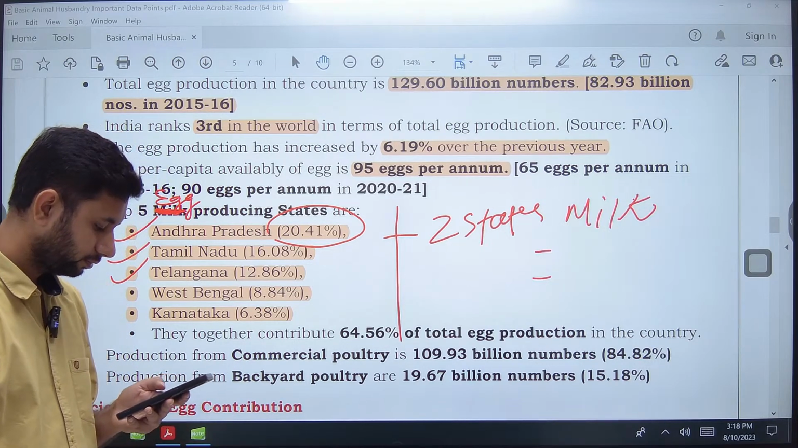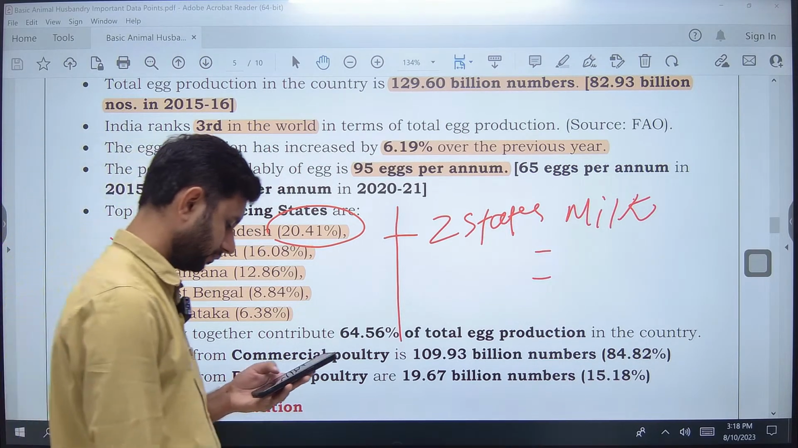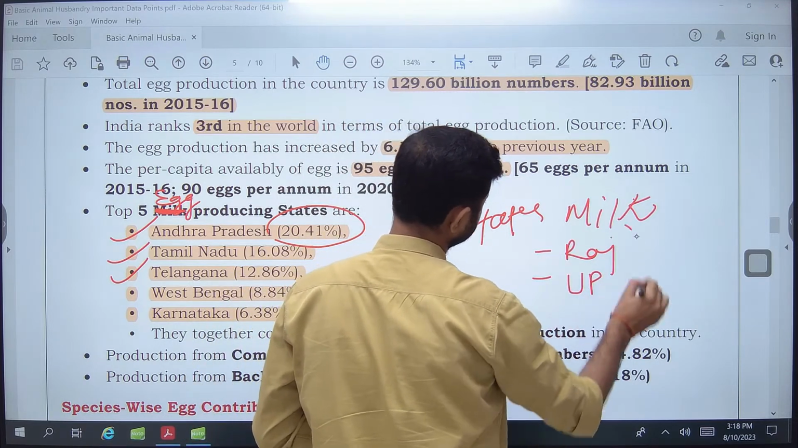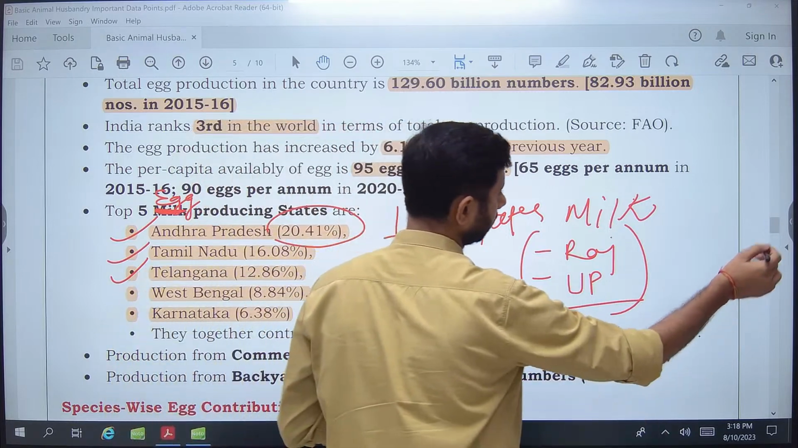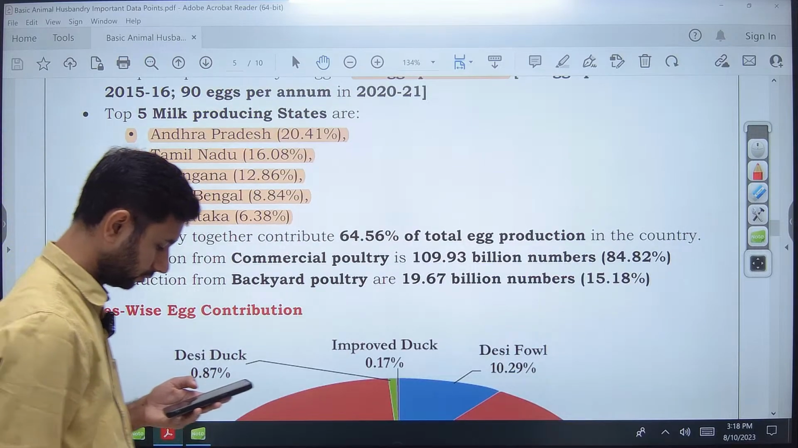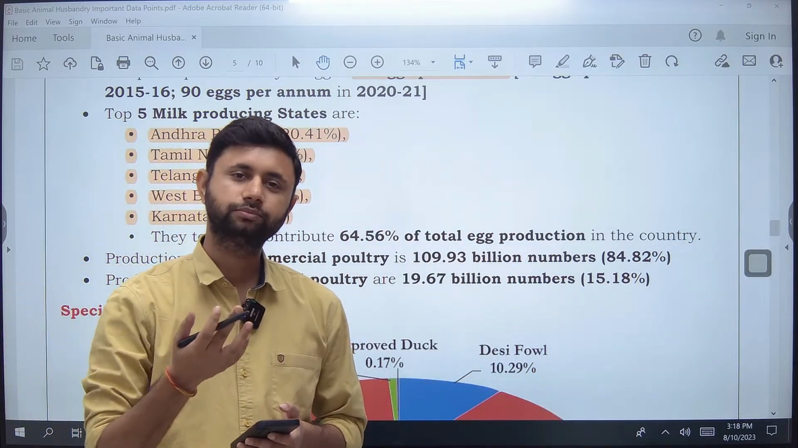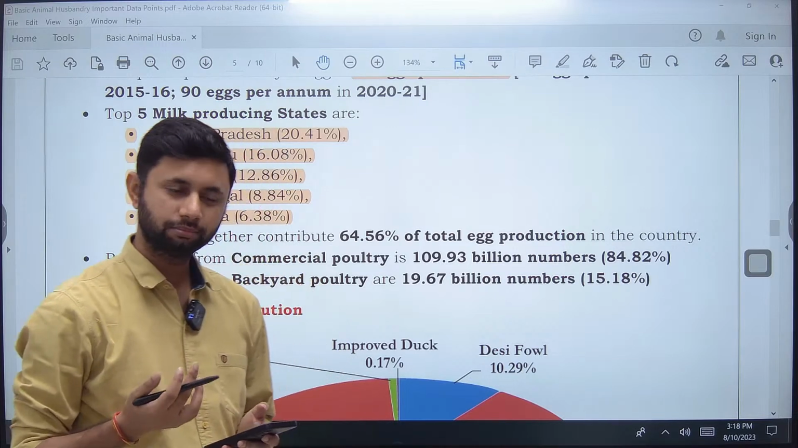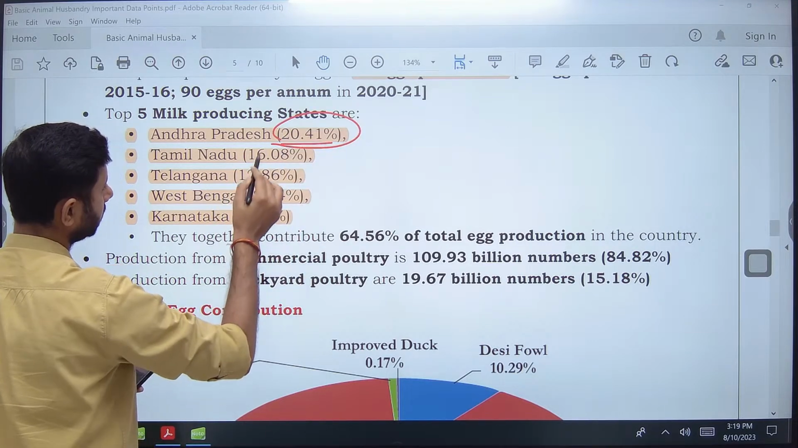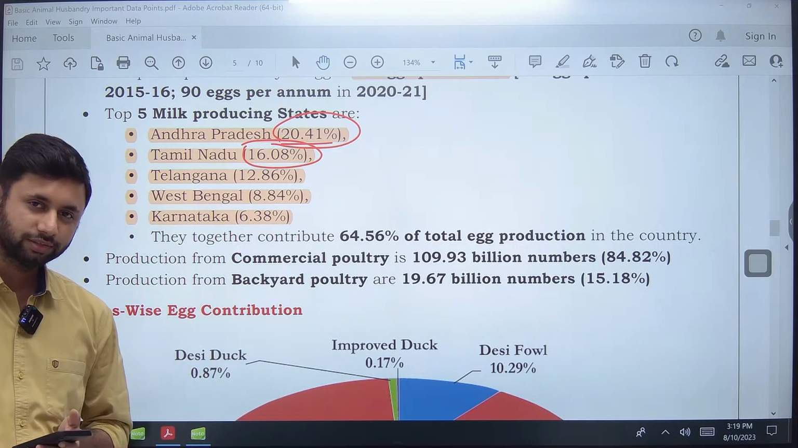Anybody else? Yes, Krishna, right. First is Rajasthan and then UP. This is the top 2 states under milk production. Good. And here the top 2 states are Andhra Pradesh and Tamil Nadu. Can anybody tell what was the nearby percentage contribution of Rajasthan as well as UP in milk production? Because as you can see from here, Andhra Pradesh contributes 20%, and then there is a big difference of 4% for Tamil Nadu, which is 16.08%.